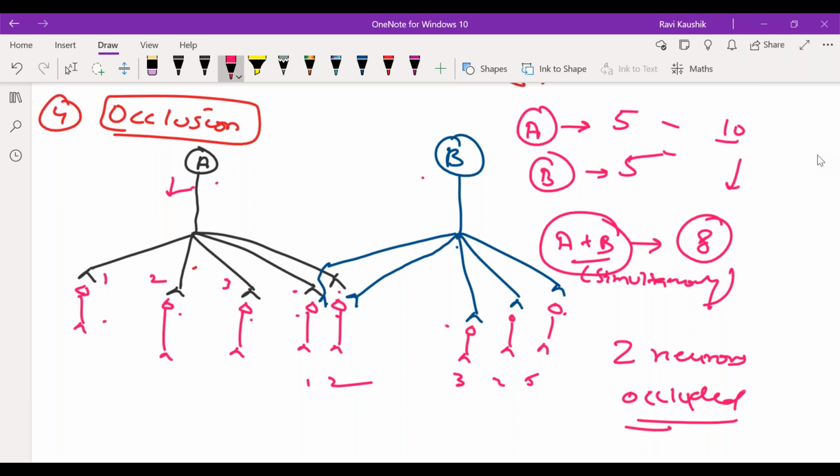And this is again a very important property of synapses. Just try to understand this. If you have such neurons which have synapses from 2 different presynaptic neurons, they may be excited via any one of them. So if both of them are excited together, they will be excited only once, not twice. So this is occlusion, right?